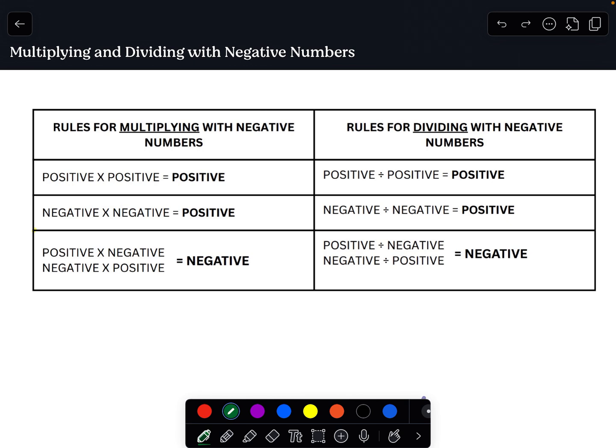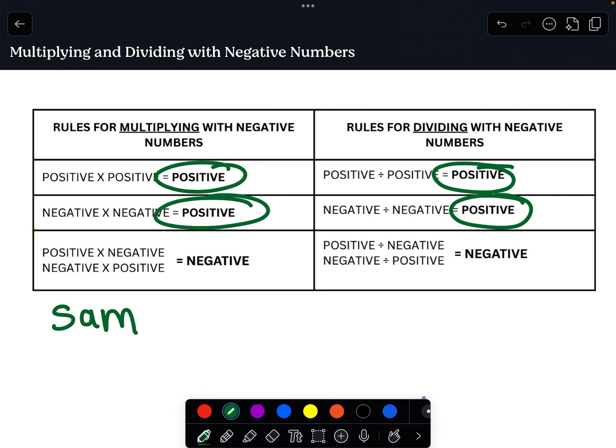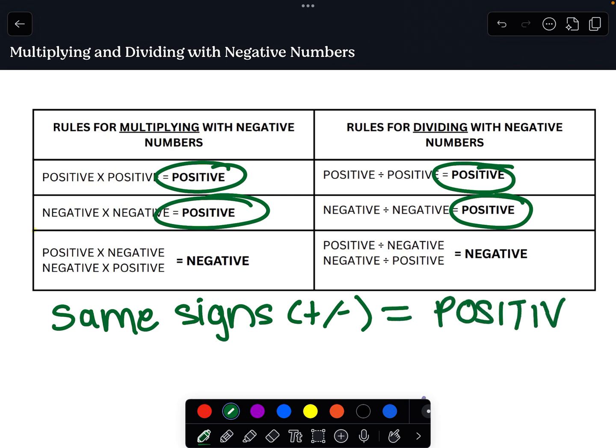you have the same signs, meaning positive times positive or negative times negative, or positive divided by positive or negative divided by negative, the answer is always positive. So same signs, always positive. I'll actually write that out. Same signs, whether they are positive or negative, will equal a positive answer.